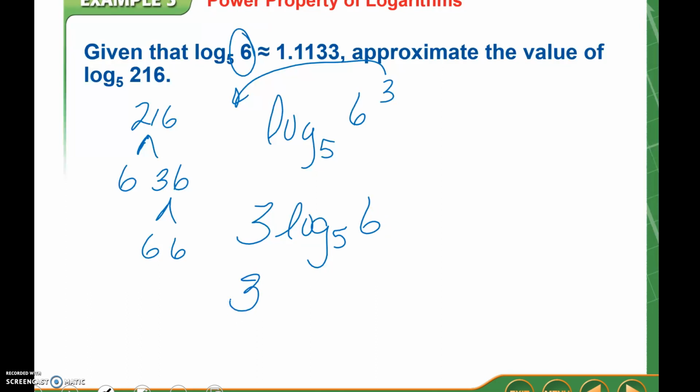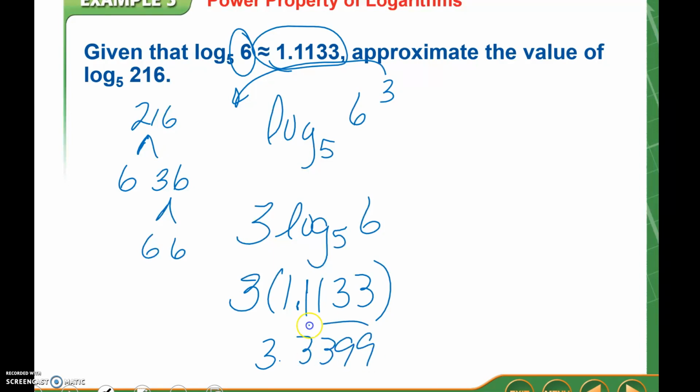And log base 5 of 6 is 1.1133. So then I can multiply that, and I get 3.3399.